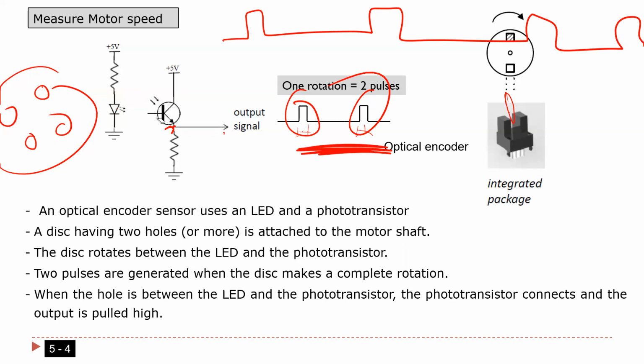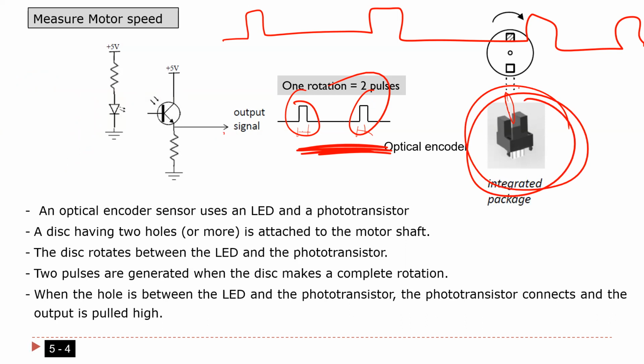Okay, again, I'm going to say again the electronics. You can buy this as just one package. The electronics behind it is, as you see here, when the light hits the transistor, it's going to make it a short circuit, and if it's a short circuit, the output here is going to be 5 volt. If there is no light, because the solid part of the disk comes here, the transistor should be open circuit. When it's open circuit, the output is going to be 0 volt. You got what I'm saying?